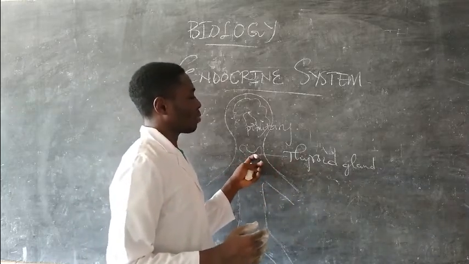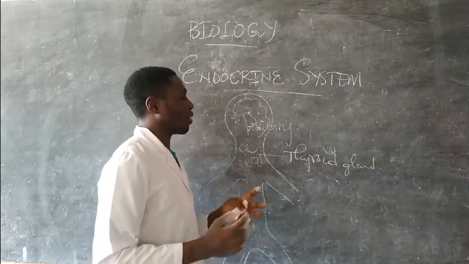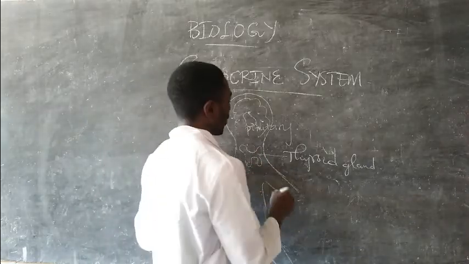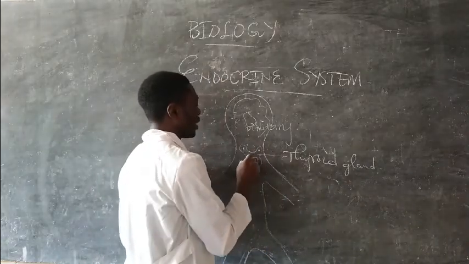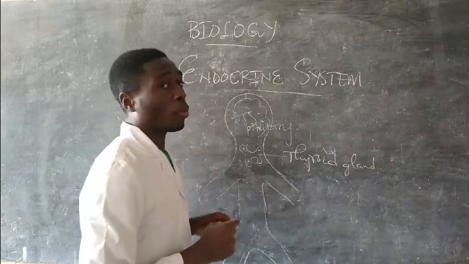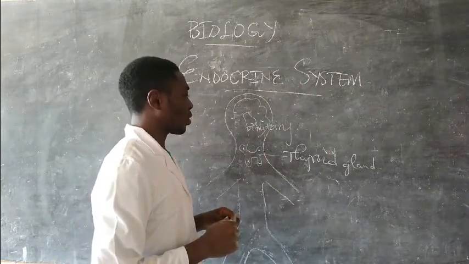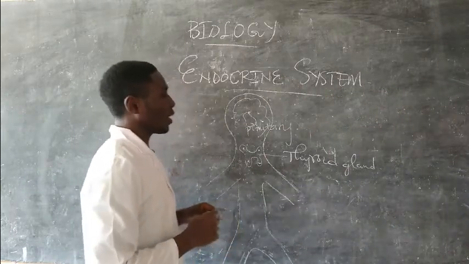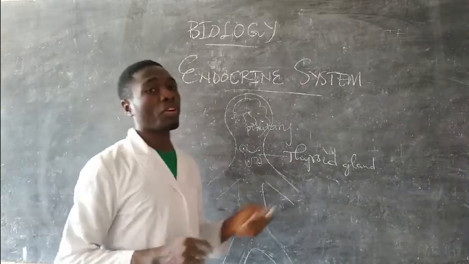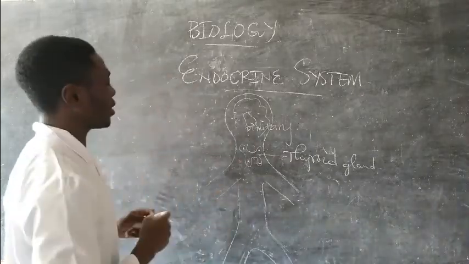There are four to six of them. Some individuals have four, some have six. So we call it the parathyroid gland. They are just there behind it, and they secrete the hormone parathyroid hormone. Now the parathyroid hormone and calcitonin are involved in calcium metabolism, which we are going to see.